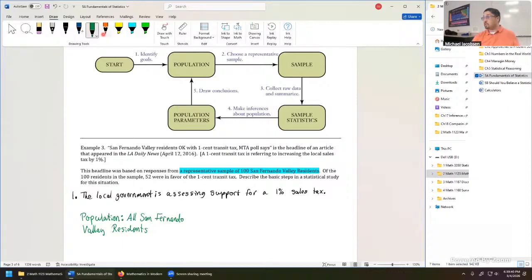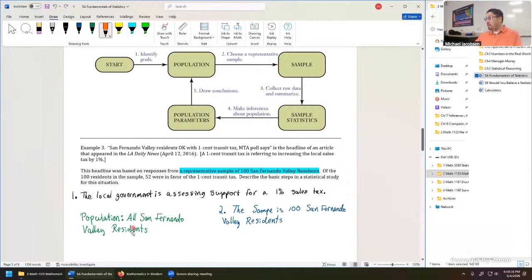So that's step 2. And step 2, the sample is 100 San Fernando Valley residents. It came directly from the population to the sample. The arrow is going to be annoying to leave on paper, but that's the idea. We pulled specifically from there.